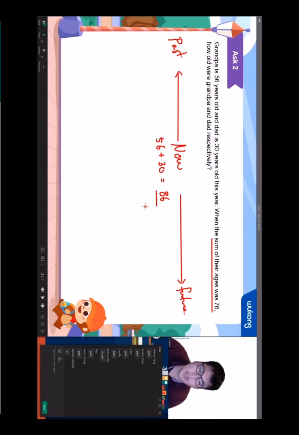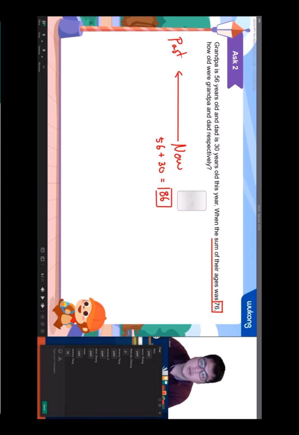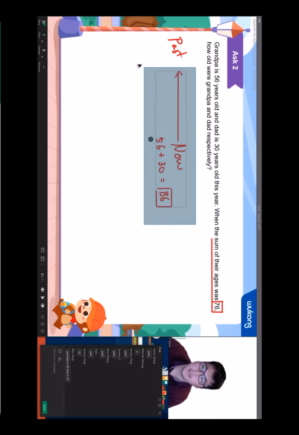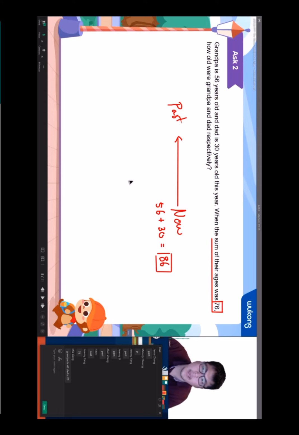Yes, the past. Because right now, when we add their ages together, it's 86, but the sum that we're trying to look for is 76, guys. So that means we need to change our picture and make it like this, now to the past. Okay, everybody? So we have Grandpa plus Dad equals 76.